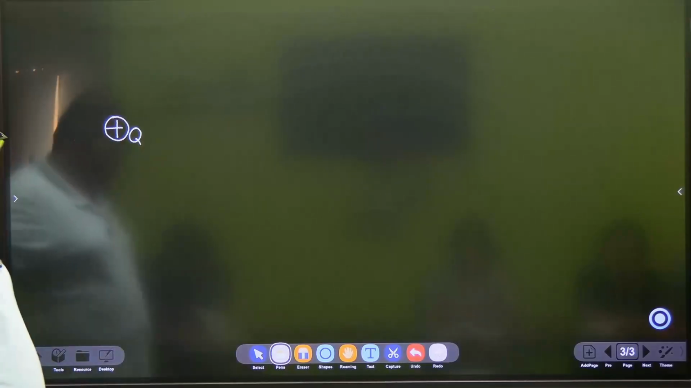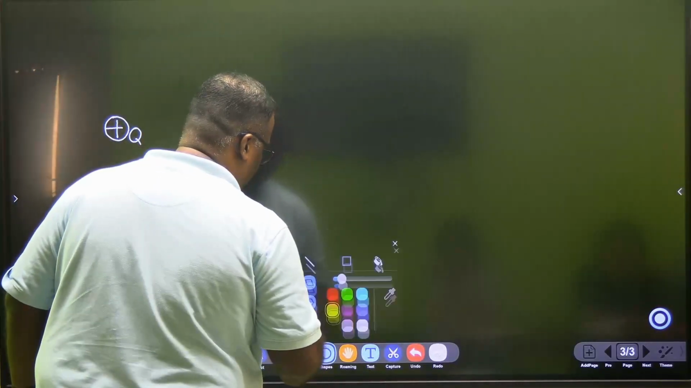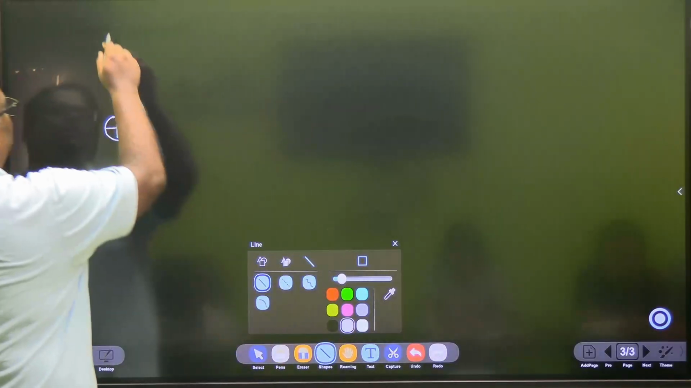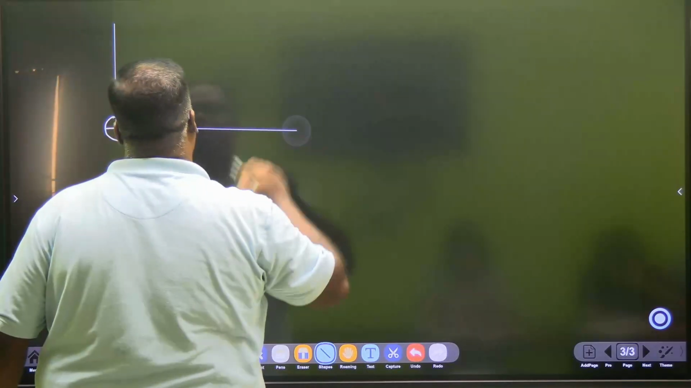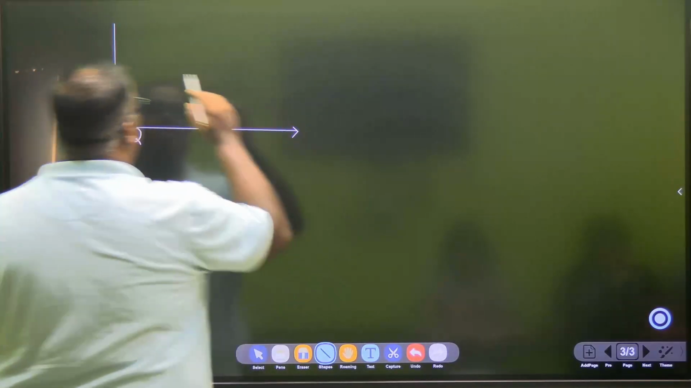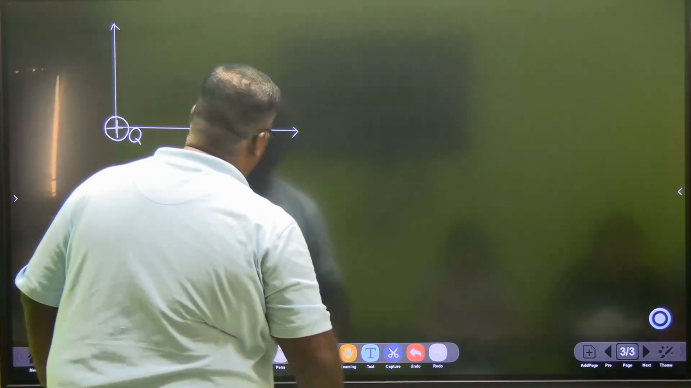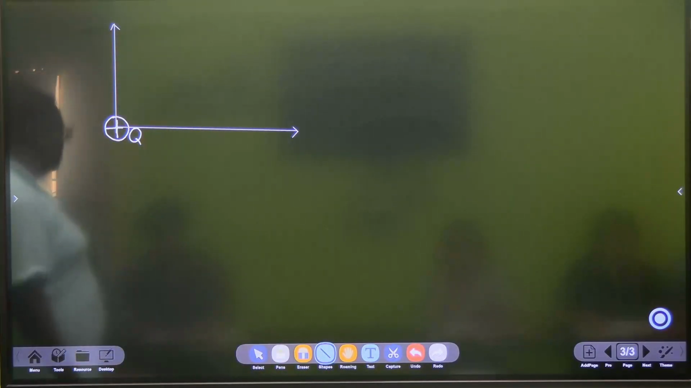Now say I bring about a charge out here. This is a positive charge, and this positive charge is Q. Just for our understanding, I am keeping Q right at the origin of a Cartesian coordinate system, so that it becomes easy for you to understand, right? And Q is a positive charge.